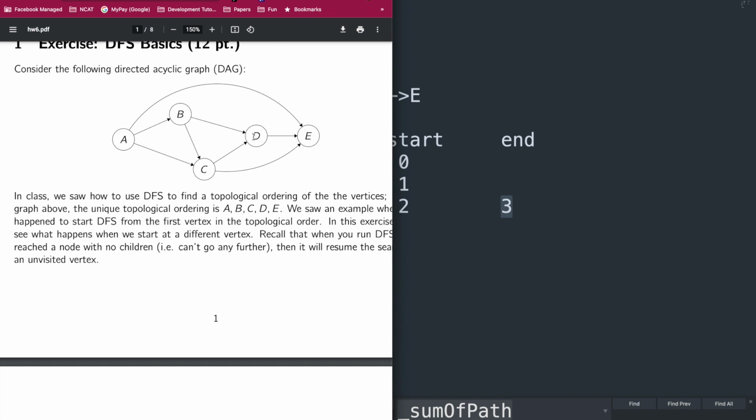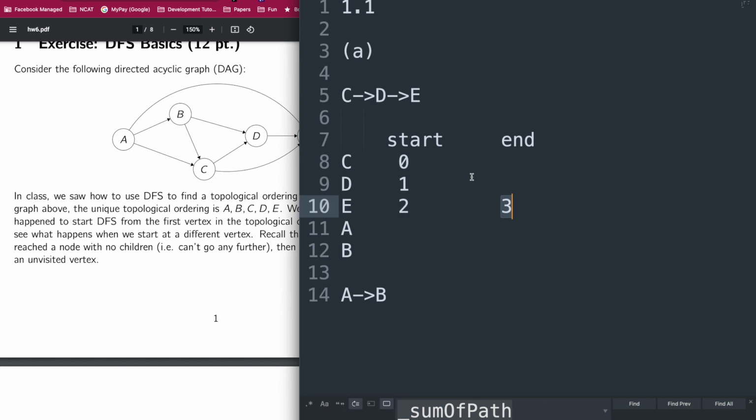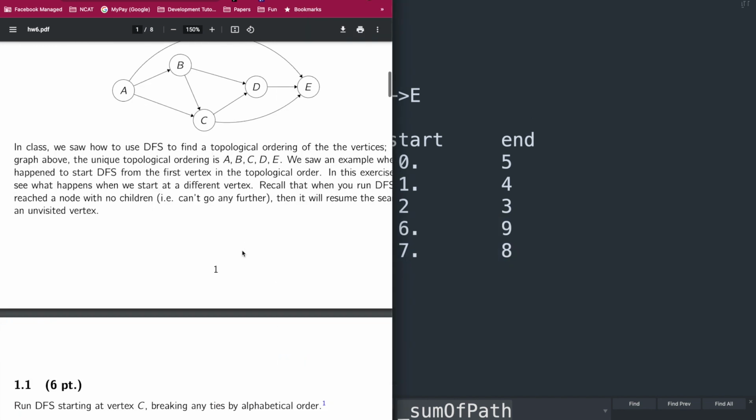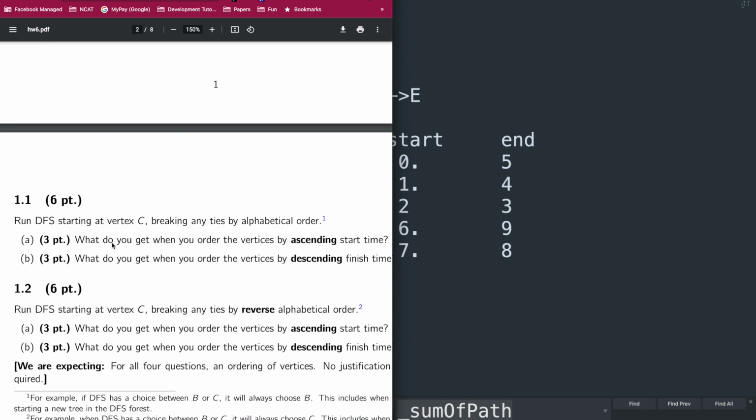You went back to D, and then D also finished, right? There was nowhere else to go, so now you finished D. So the end time for D is 4, and then you finish C, which means the end time for C is 5, right? And then once you start A, we started A after we finished C, so its start time is going to be 6. B's start time is going to be 7 because we went to B next, and then we finished B. So B finished with end time 8, and then we finished A, which means A finished with end time 9.